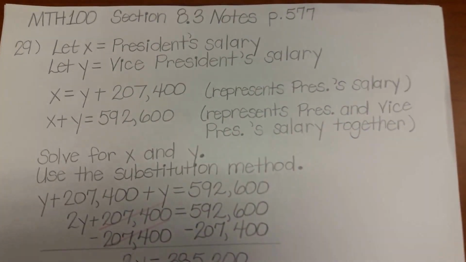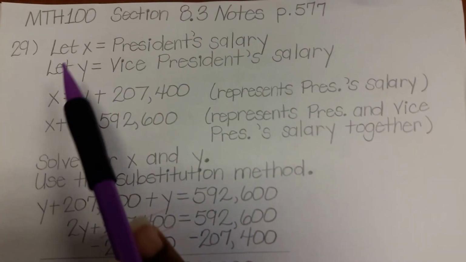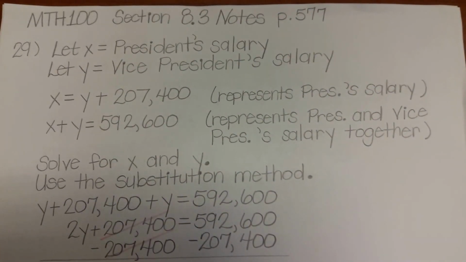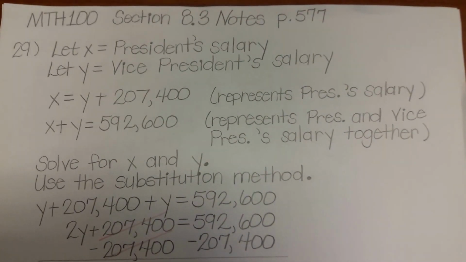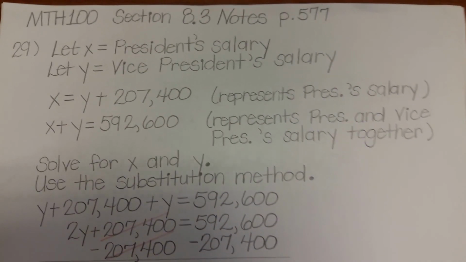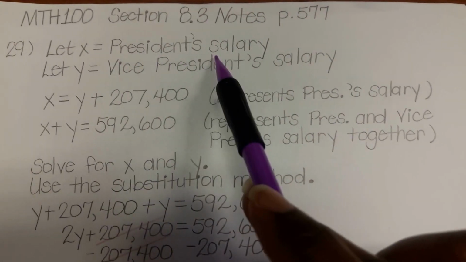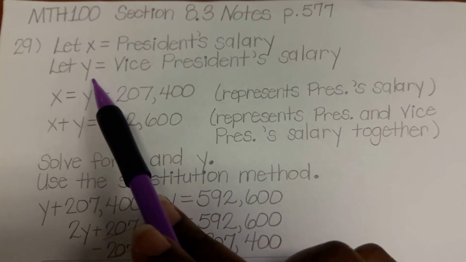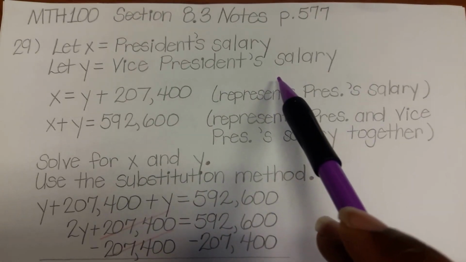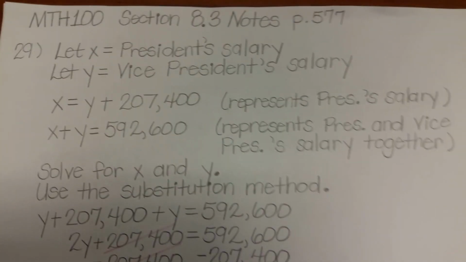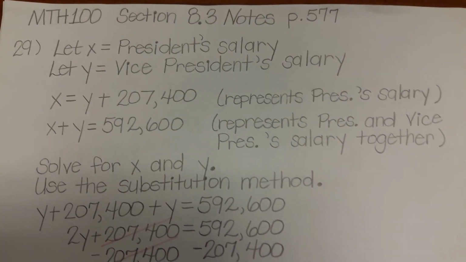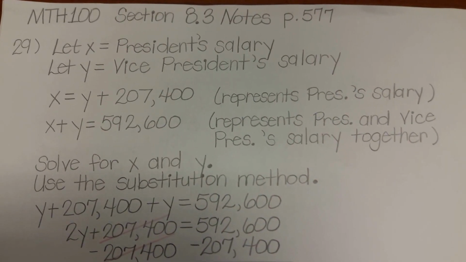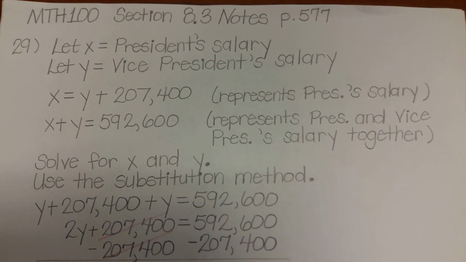If you look at the notes, it says two variables. So I'm going to use X and Y for my two variables. Let X equal the president's salary, and I'm going to let Y equal the vice president's salary. Now, some things that I know. I know that the president makes $207,400 more than the vice president.